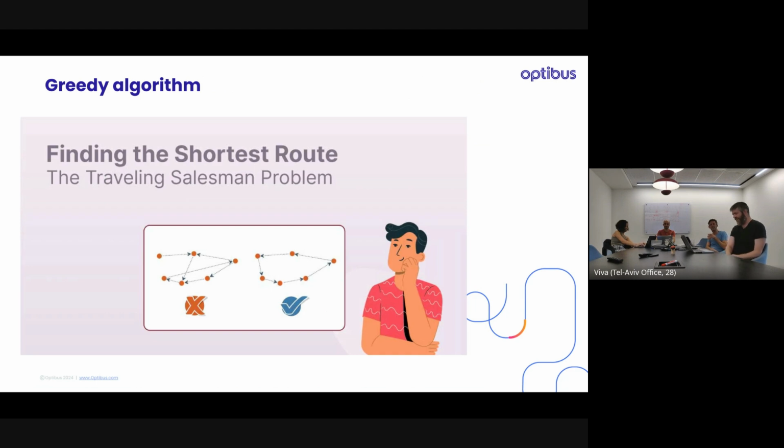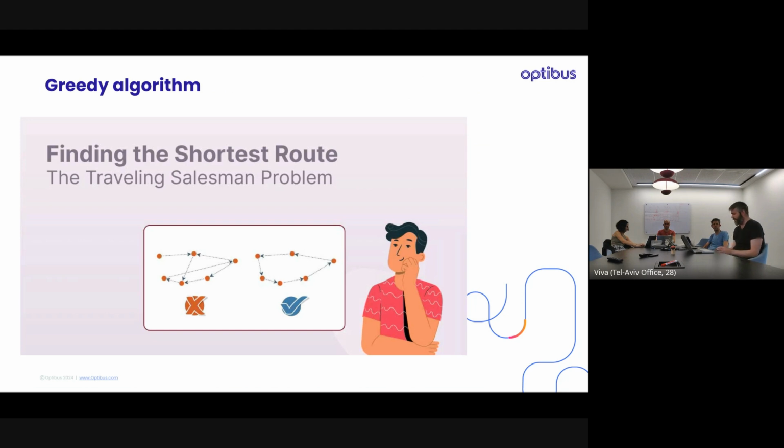Okay. Again, let's take a step back. As I said in one of the previous slides, it is really a complicated problem, but sometimes you have complicated problems. For example, there is a very famous problem called the traveling salesman problem.